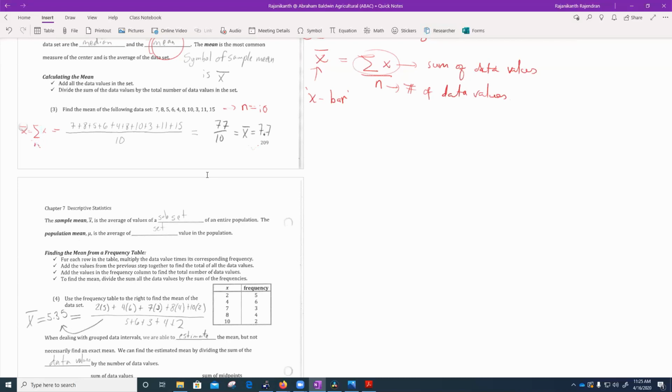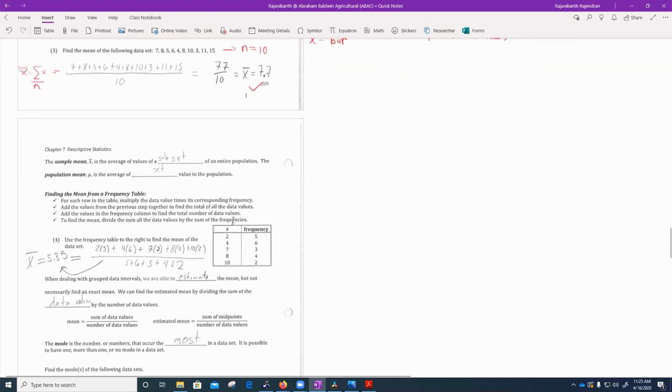Okay, so that is sample mean. We have one more mean that is called the population mean. What's the difference between population and sample? The population is kind of a very big data set. For example, say you are given 1,000 data values. Now, how do you find the mean of these data values? That is called population mean.